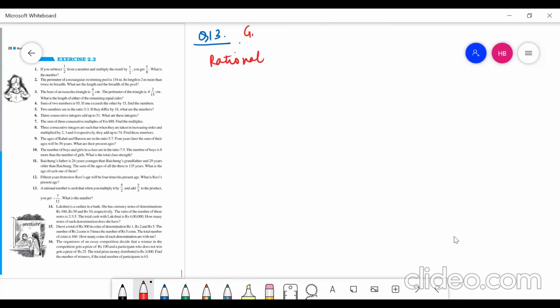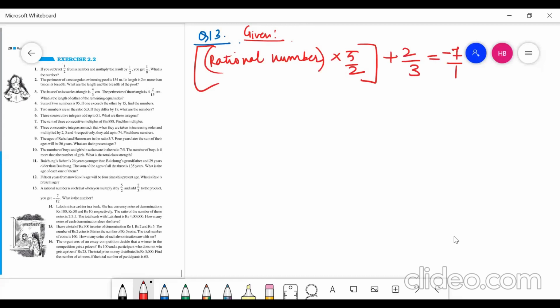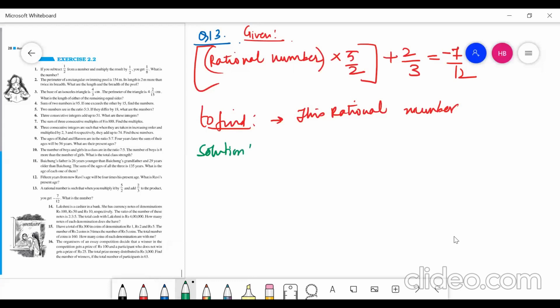So let me write the given. There is some rational number. If you multiply it by 5 by 2, and to whatever answer you get you add 2 by 3, the answer we get is minus 7 by 12. What I have to find is this rational number. So what will be my solution? My solution is: let this rational number be x.